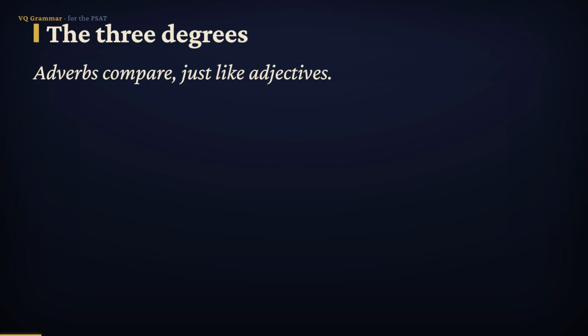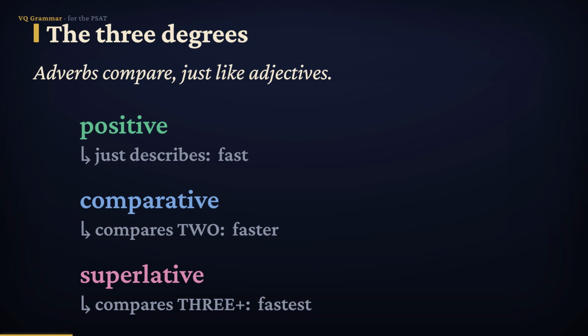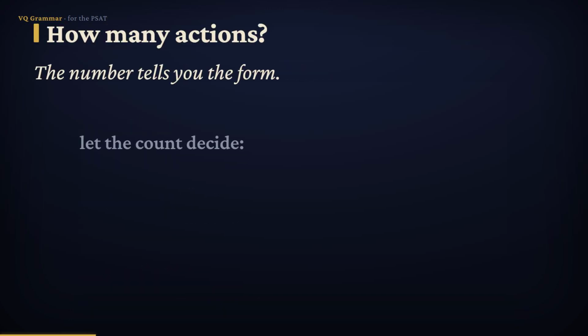Here's the big picture. Just like an adjective, every adverb has 3 degrees. The positive form simply describes one action, like she runs fast. The comparative form compares exactly 2 actions, and here it's fast plus er, faster. The superlative form compares 3 or more actions, and it's fast plus est, fastest. Positive, comparative, superlative. 1, 2, 3 or more. So the count does the work for you.